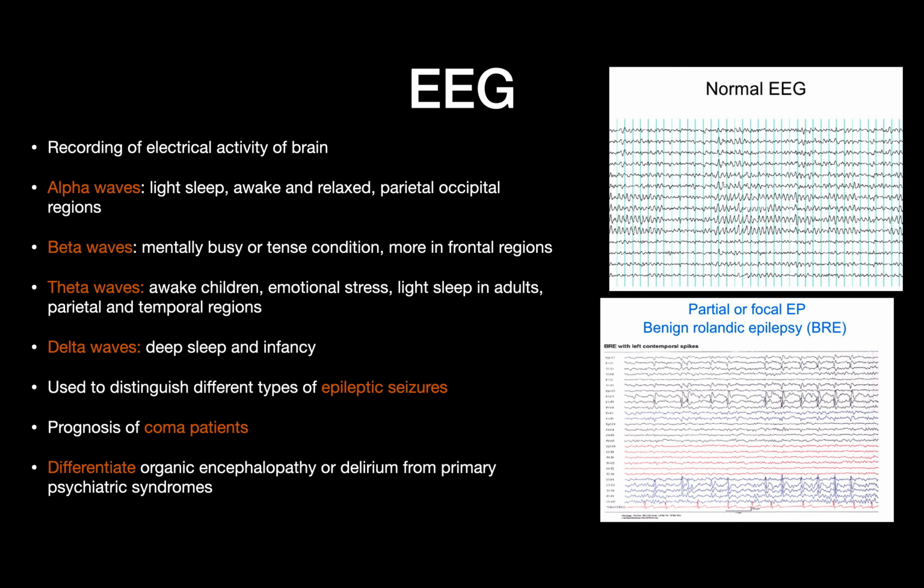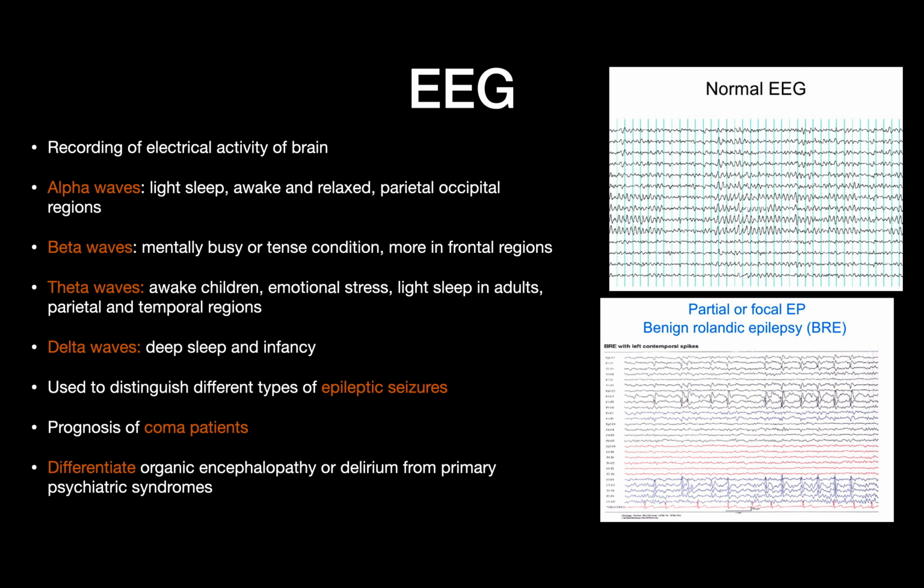Okay, so EEGs are readings of the brain's electrical activity, and ones we need to know are the alpha wave. This is present during light sleep, along with periods of being awake and relaxed, and it's predominantly in the parietal occipital regions. Beta waves are made when we're mentally busy or tense. So this is usually when you are testing. This is found more in the frontal regions, of course, because this is when you're trying to coordinate information, process information, and use higher cortical functions. So all of that's in your frontal region.